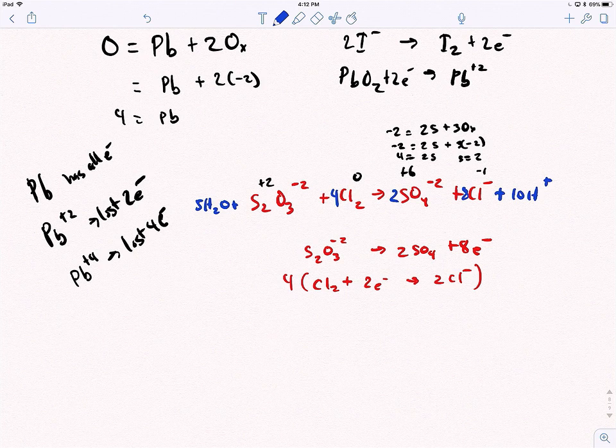Because you see the oxygens, there are 3 oxygens from that, and then 2 times 4 here, that's 8. So we have 3 oxygens and we have 8 oxygens. So we need 5 waters on the left to balance that. And then the 5 waters need to have 10 acids on the right. 10 acids are generated, or hydrogen ions, whatever you want to call it. Making sense?